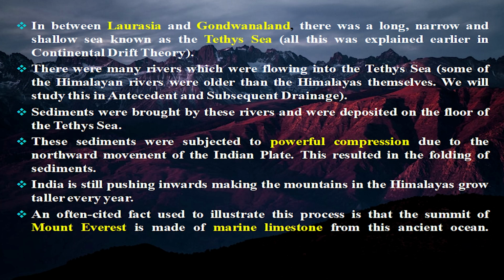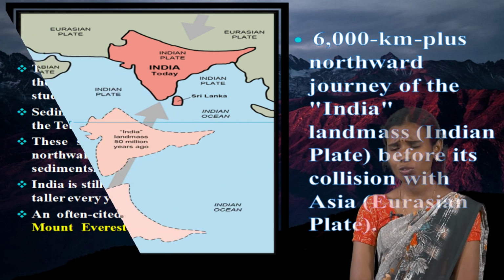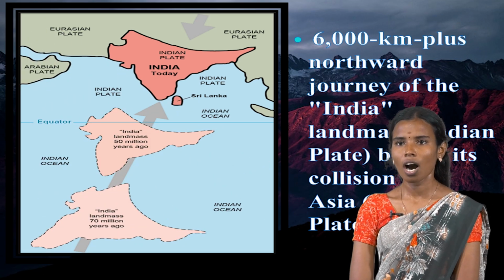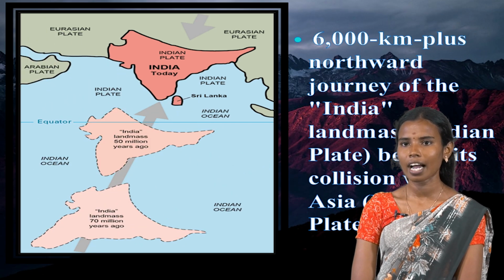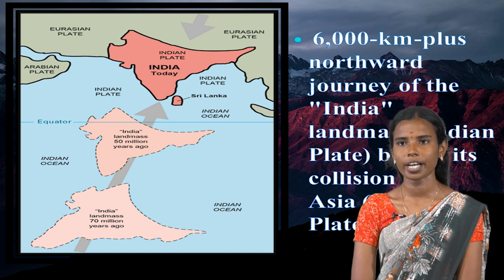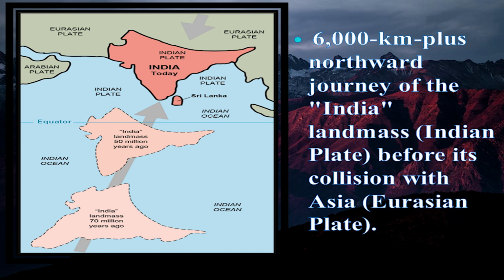India is still pushing inwards, making the mountains in the Himalayas grow taller and taller every year. An often cited fact used to illustrate this process is that the summit of Mount Everest, the largest peak in the world, is made of marine limestone from this ancient ocean, the Tethys Sea. This picture shows how the Indian plate, that is the Indian landmass, moves toward the Eurasian plate and how the Himalayas are formed.